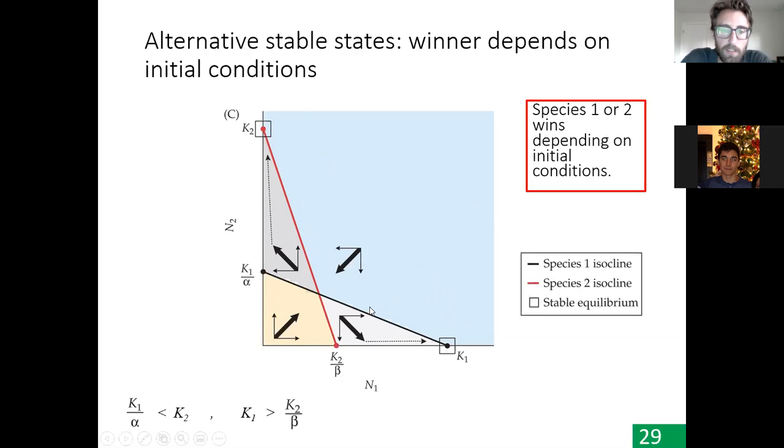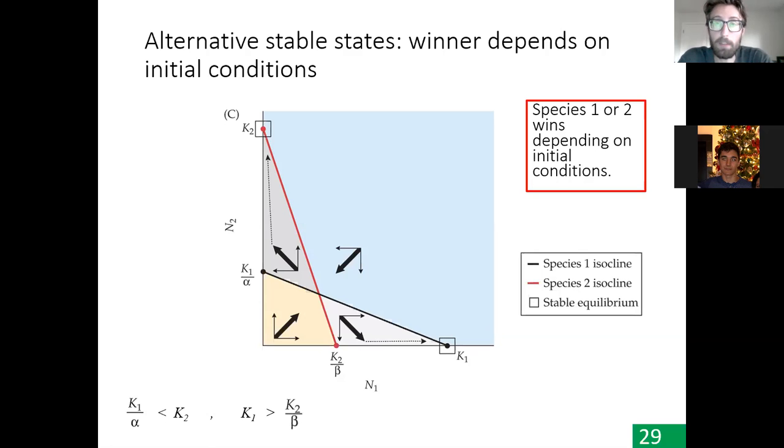We'll hit species one's isocline first, and that's going to cause species one to start increasing, and species two still decreasing. So we go down to the x-axis. Species one increases to its carrying capacity, and it wins in this part of the graph. So in this scenario, with these relative values for the x and y intercepts, there are alternative stable states. Either species one wins or species two wins, depending on the initial conditions.